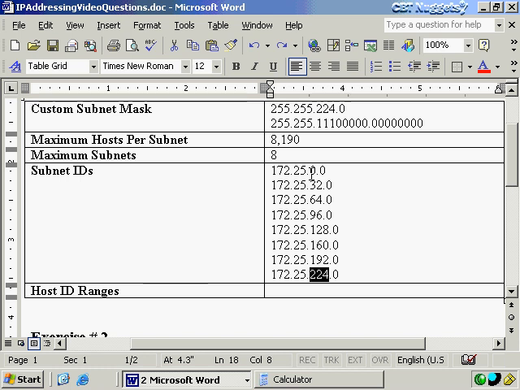So 172.25.224 here, 224 here, same number, .0 for our last subnet ID. Now, let's get back to our host ID ranges. That all starts with the same subnet ID that you've already got listed here. So my first range that I could use on my first subnet would be 172.25. And then I have to figure out what my first IP address would be.